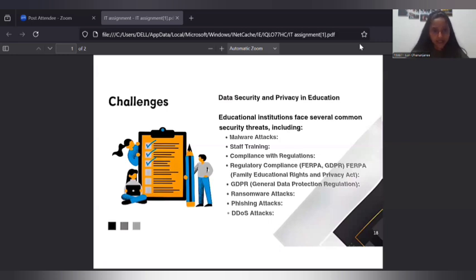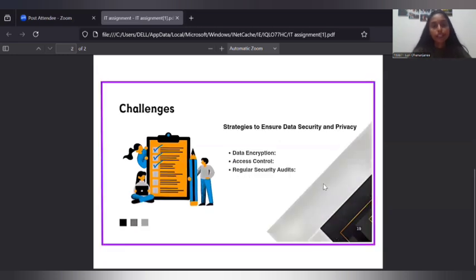To mitigate these risks, education institutions must adopt strategies to safeguard their data. Data encryption is one of the most effective measures, ensuring that information remains protected both at rest and during transmission. Access control is equally important, where role-based permissions and multi-factor authentication can limit who can access sensitive data. Regular security audits help identify vulnerabilities and ensure systems are up to date.